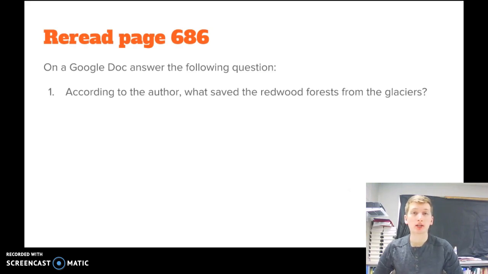Next, reread page 686. On your Google Doc, answer the following question. According to the author, what saved the redwood forests from the glaciers? So find some text evidence about what saved the redwood forests from the glaciers. Please keep in mind, if I'm going too fast, you can pause this guided reading slideshow and also rewind and go back to certain parts that you had missed.